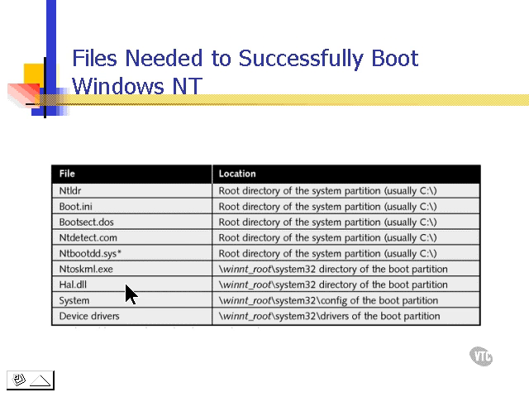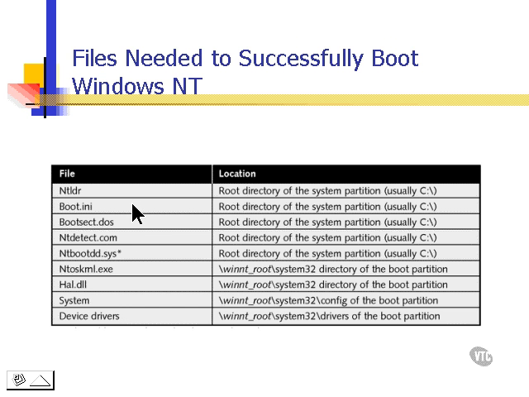HAL.dll. HAL stands for Hardware Abstraction Layer, and what it does is it fools NT into thinking that MIPS and Alpha and PowerPC devices are Intel devices. In other words, it hides the differences and allows NT to work on more than one platform. Also, system and device drivers are required to successfully boot Windows NT.